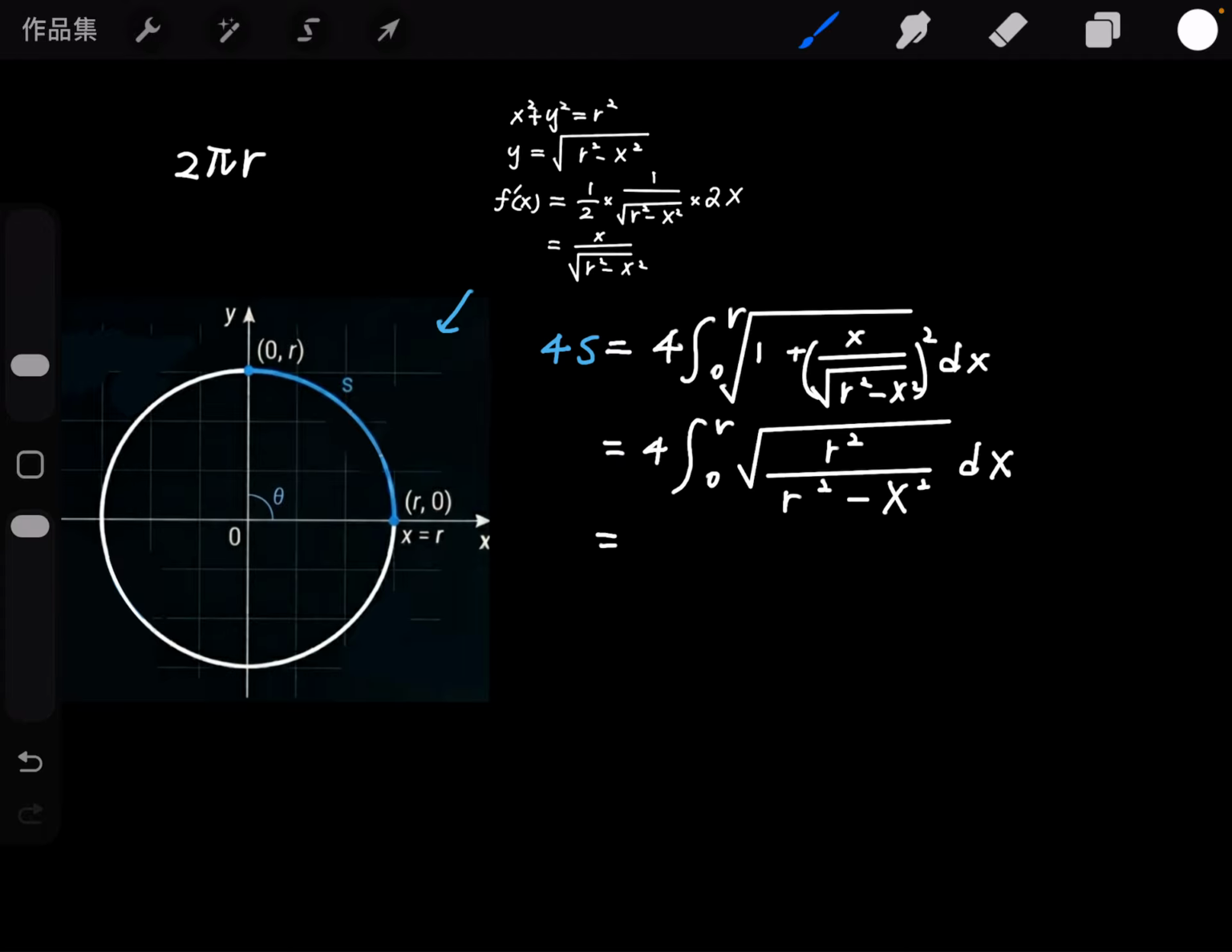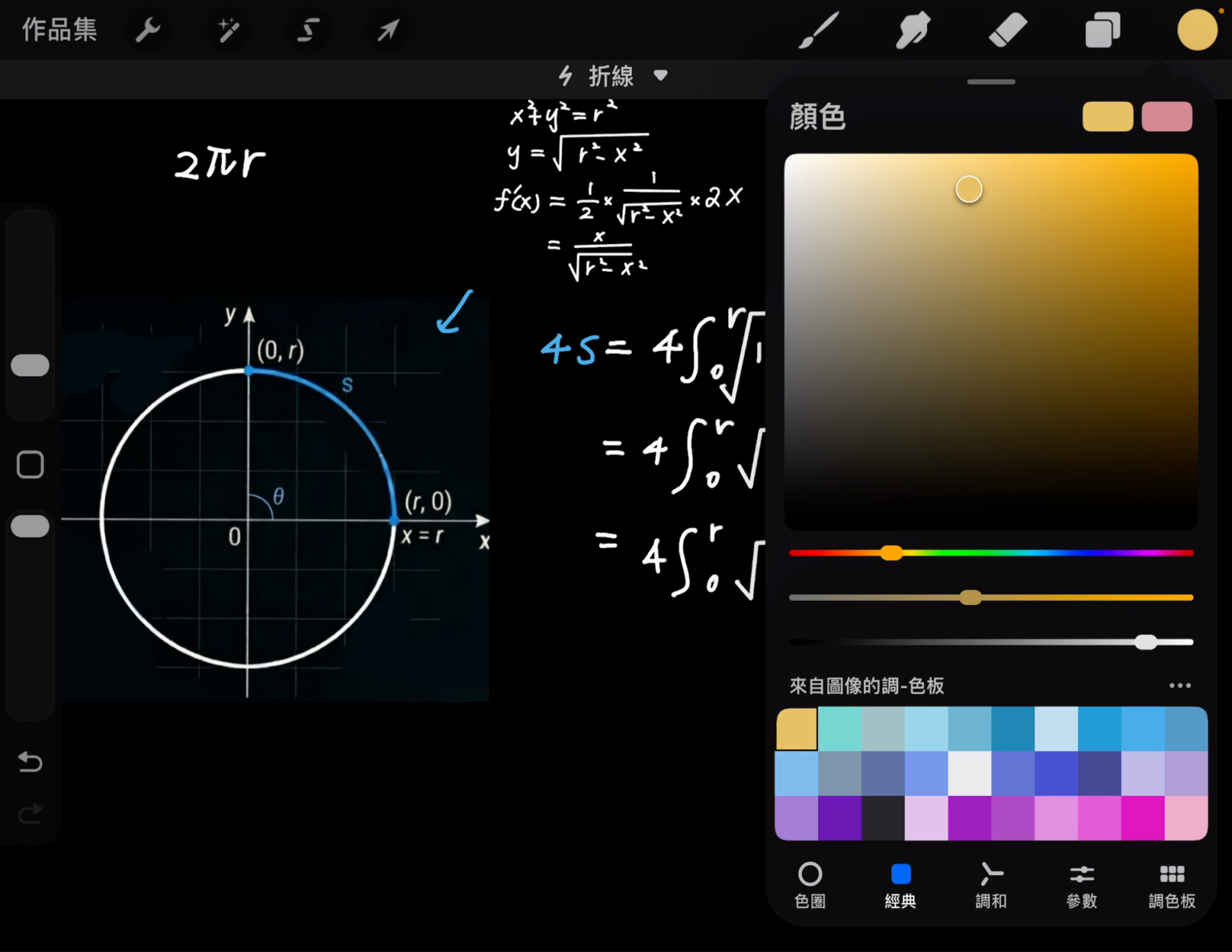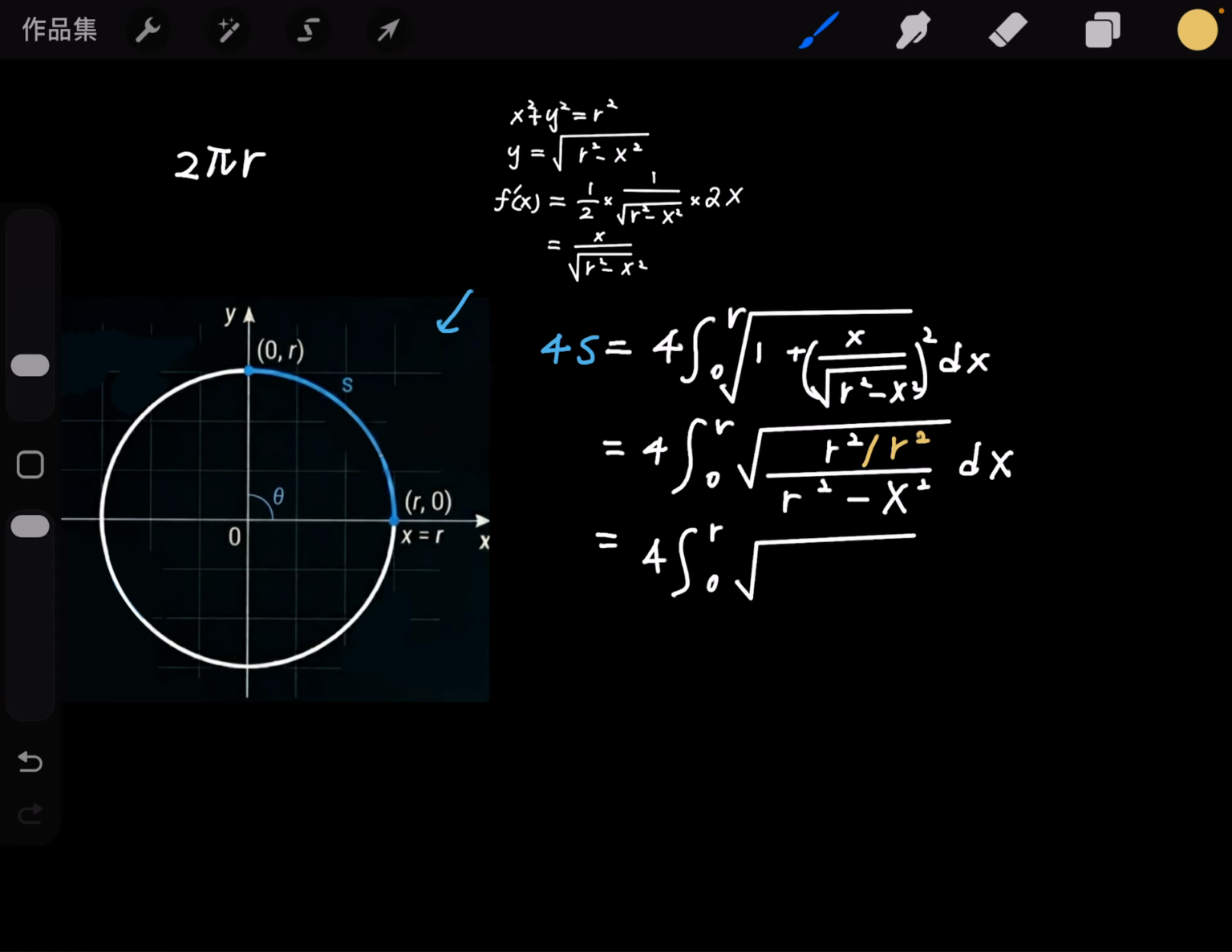So now we can withdraw r on the numerator and the denominator. So which will be 4 times the integration from 0 to r of the square root of, okay, let's write it down, make it more clear, 1 divided by r squared. Okay, so which will become 1 over the square root of 1 minus x over r, squared, with respect to x.